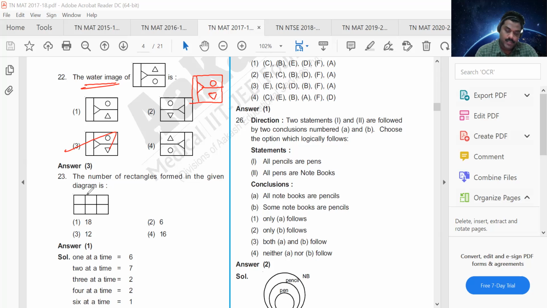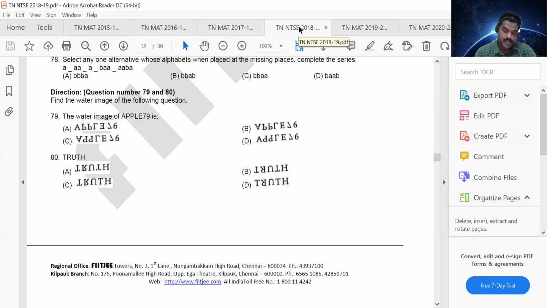to the question paper 2018. So here they are asking you to find the water image of apple. So water image, when I say, it is nothing but inversion. So A, P, P, L, E. So over here, if you observe, you don't have 9 like this at any place. Actually, there is no answer.